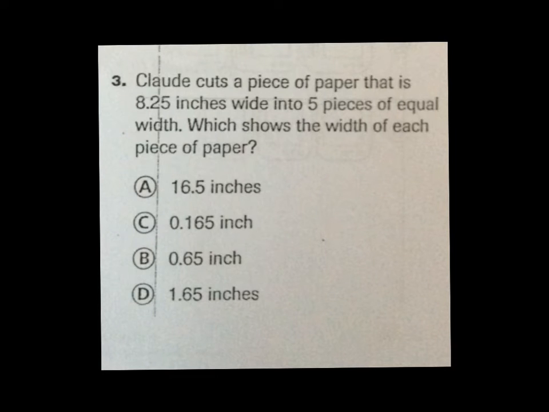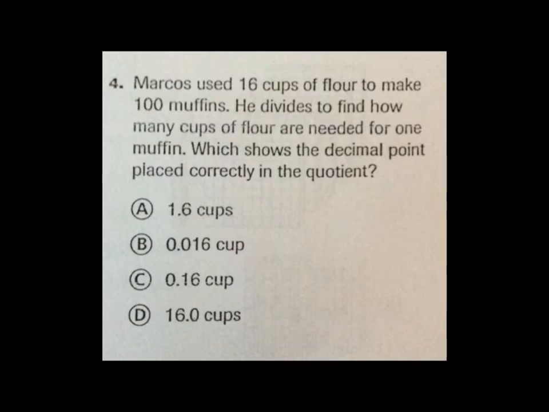Number 3. Claude cuts a piece of paper that is 8 and 25 inches wide into 5 pieces of equal width, which shows the width of each piece of paper. A, 16 and 5/10 inches, B, 65 inch, C, 165 thousandths inch, D, 1 and 65 inches.